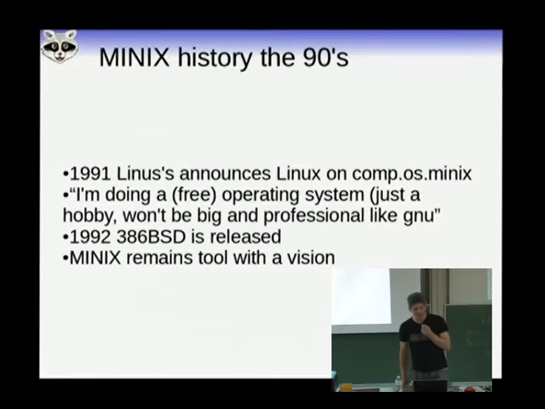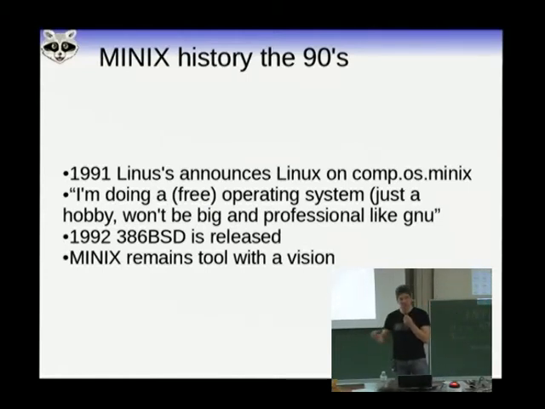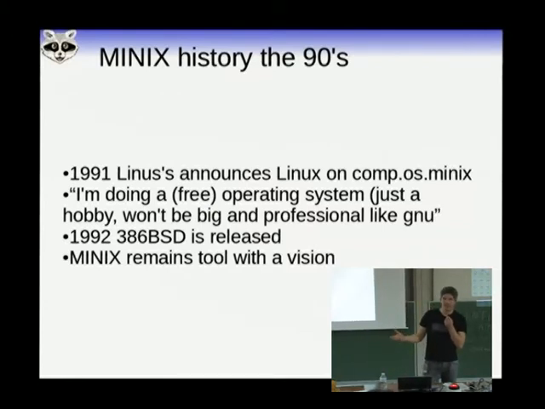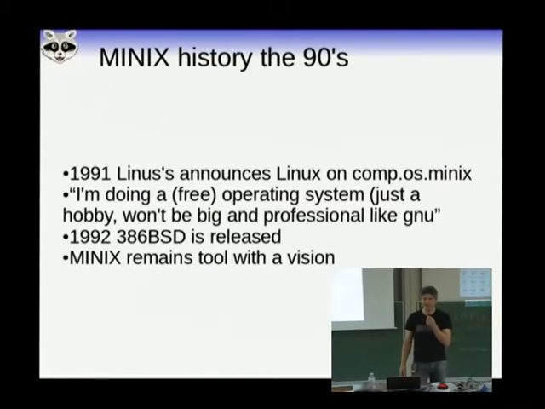MINIX, however, always remained a tool for educational purposes, but also with a vision. The vision was to be able to teach OS and just keep it simple. That's why many people wanted to add functionality to MINIX, but that didn't happen because it would no longer be suitable for the book; you could not read the code because it would become too complex.